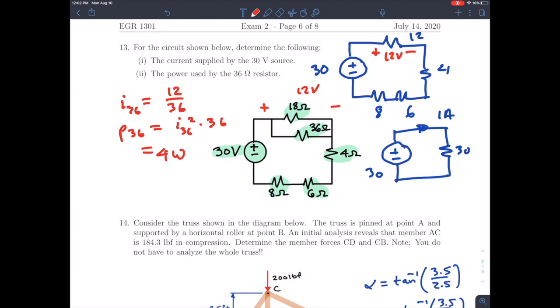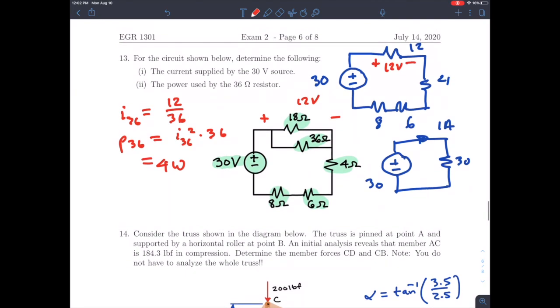Okay, for number 18, it's the same type of deal. I wanted you to see that you come up with an equivalent circuit. So the first thing I noticed is 18 in parallel with 36. That gives me this circuit. Okay. From there, I can collapse this down to a single loop circuit and apply Ohm's law. It's real easy to see this is 1 amp.